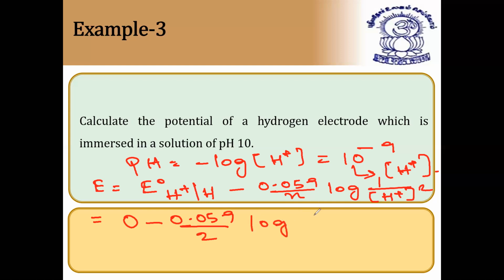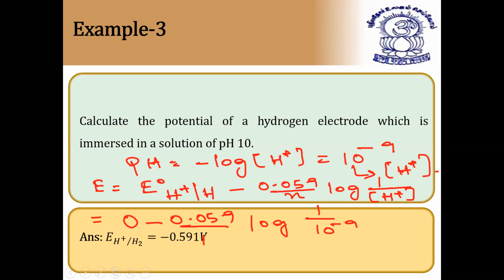The log of, but anyway 2 is not required, 1 only. Here also we take 1 only, because we can take half H2 also. So it is 1, and here no 2 is required. So 0.059 by 1, because only 1 electron is required for 1 H plus, into log of 1 by 10 to the power of minus 9, because that concentration comes from pH. So you'll get the answer by calculating this. And the answer is minus 0.591.